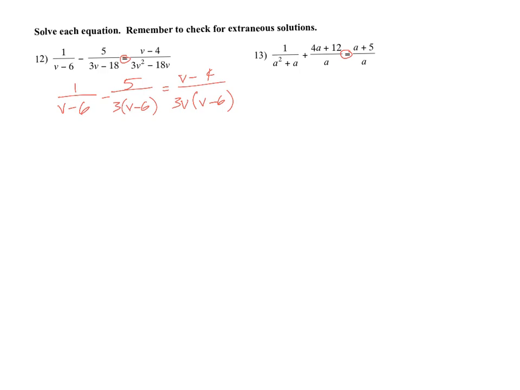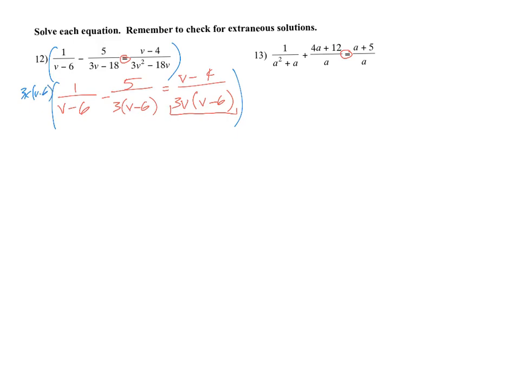Okay, so the denominators are all factored, and the LCD is going to be 3v times v minus 6. Now, in order to clear the denominator, we're going to multiply each term, the entire thing, by the LCD, which is 3v times v minus 6.